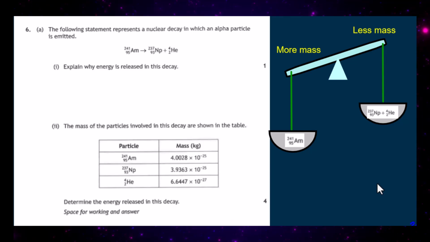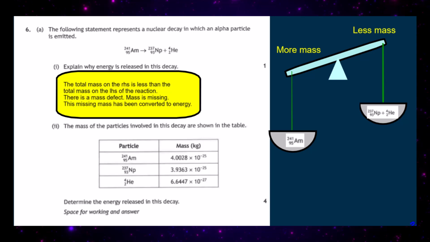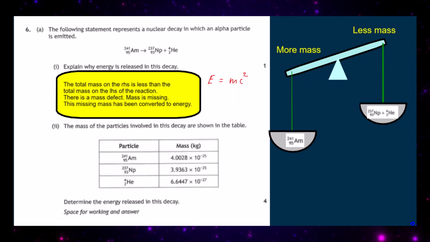So why is energy released in this decay? Well, it's quite simply that the total mass on the right hand side is less than the total mass on the left hand side of the reaction, and this means there's a mass defect and mass is missing, and this mass has been converted into energy. And of course it's been converted into energy, as we'll use in the next calculation, by the conversion rate. Energy equals mc squared, Einstein's famous mass energy equation.